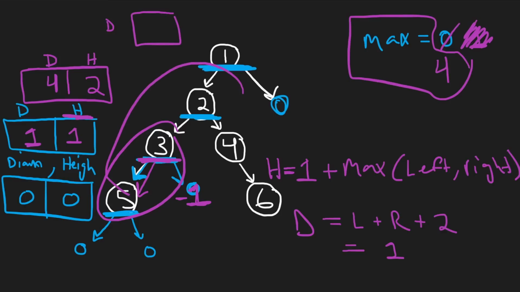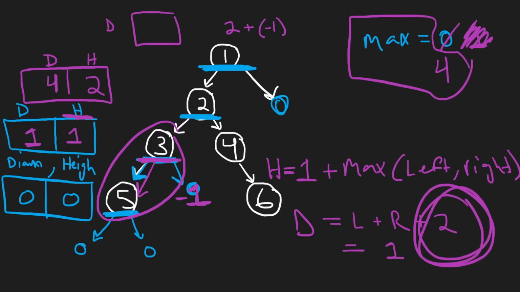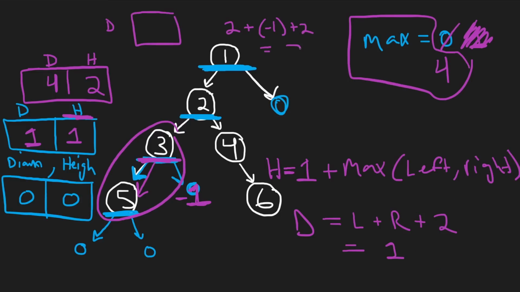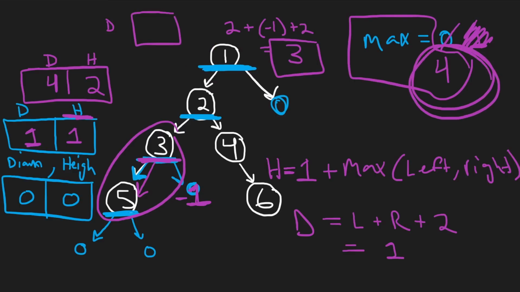And the height of the left subtree, right? The left subtree is 2. The right subtree is -1. And we also have our constant. Remember, we're adding a 2. So plus 2, that's going to end up being +3. So what we're saying is the diameter through this root node is actually 3, which is not even bigger than our max right now, which is 4.